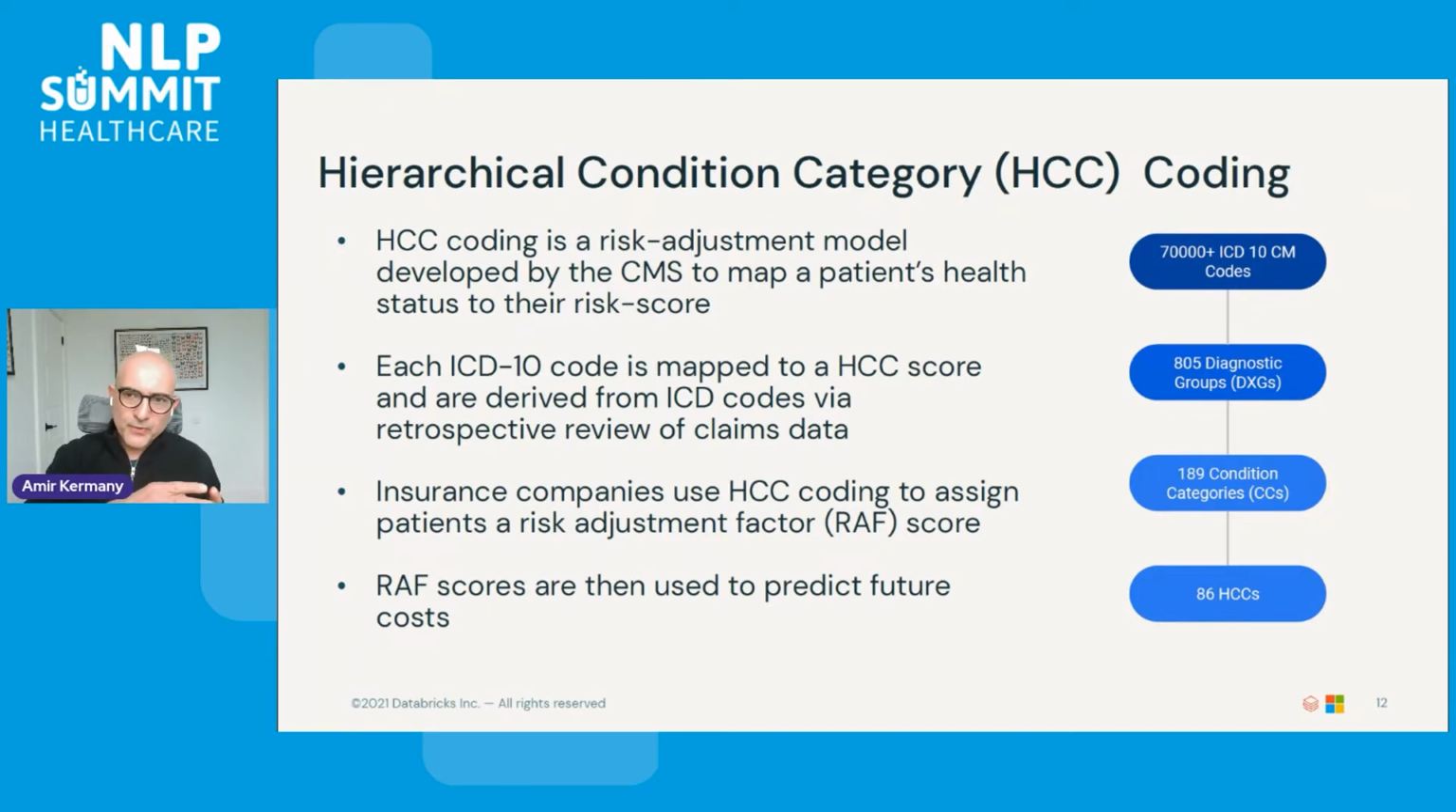So going from all the conditions that a patient can be coded for, and these conditions need to be extracted from notes or structured data, you can get a value, a RAF score, that can then be used to predict future costs.